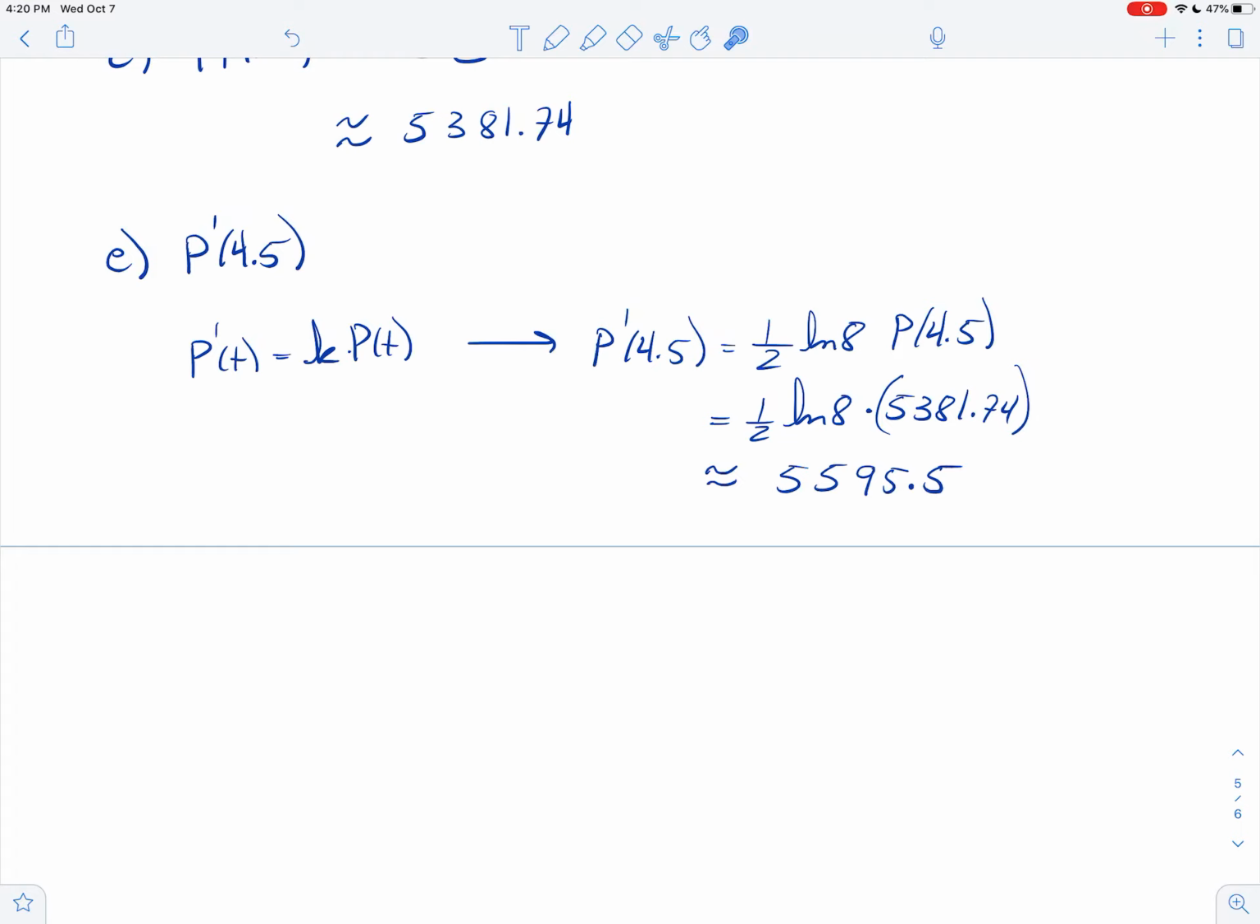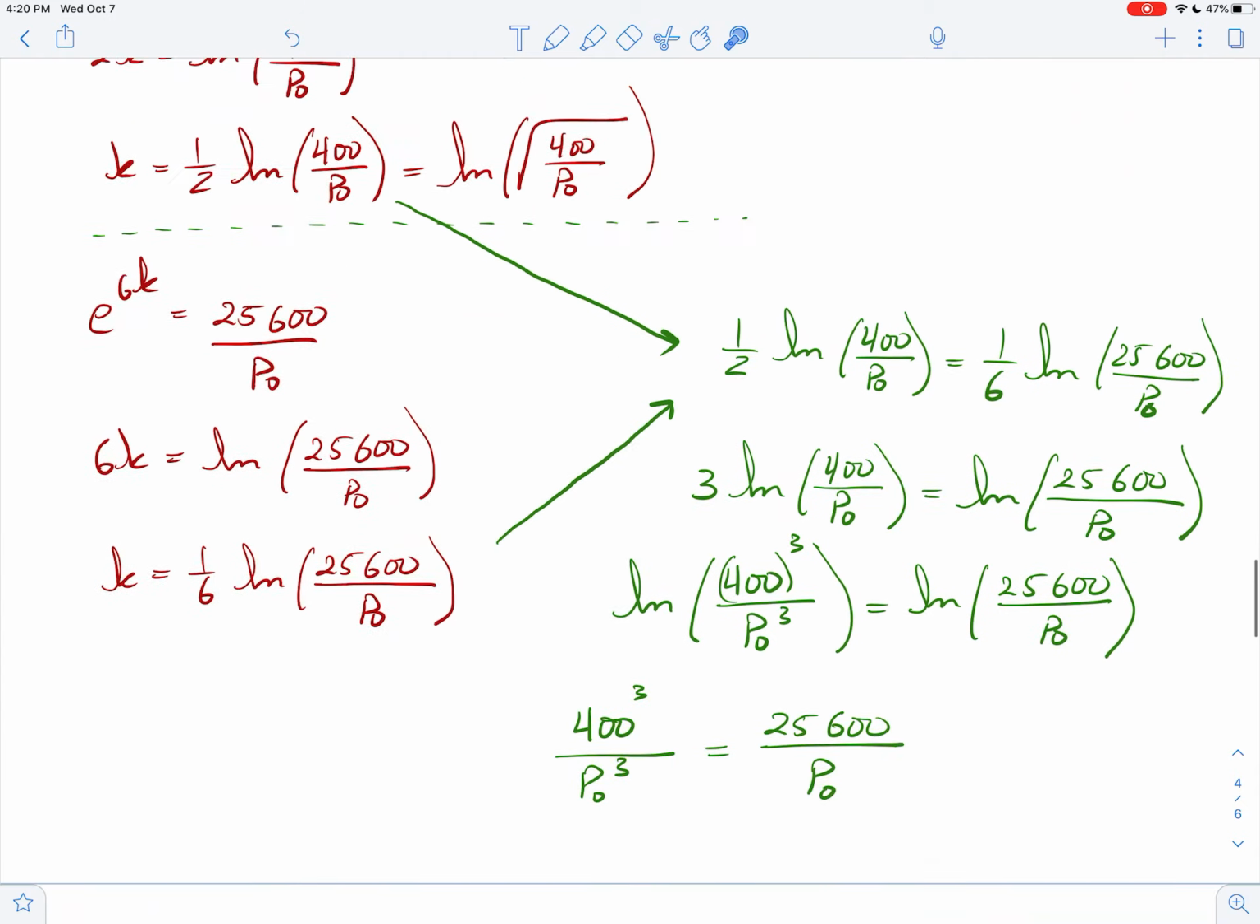So after another hour, you'd expect to roughly add that many bacteria. Of course, the growth rate is changing, right? Every moment that passes, the growth rate is a bit faster, but this gives you an estimate using the tangent line. Okay, last question. We want to figure out question F.